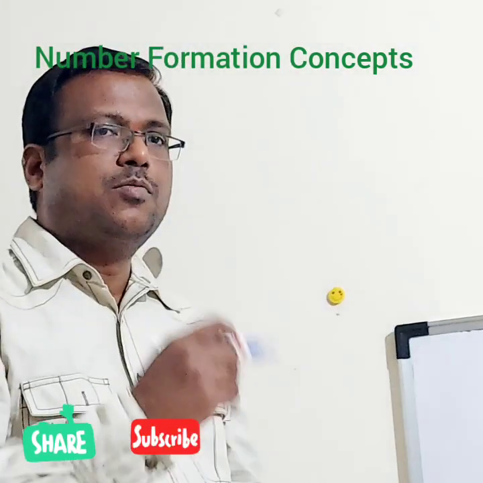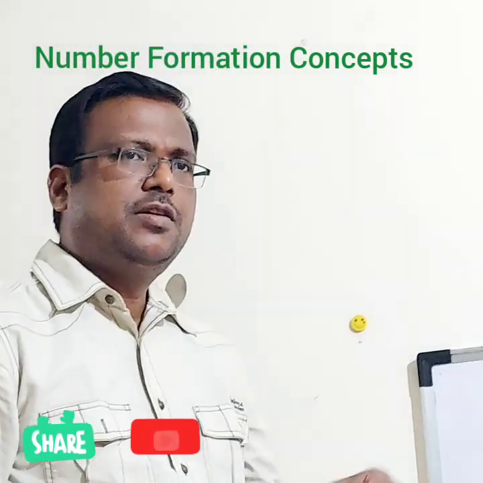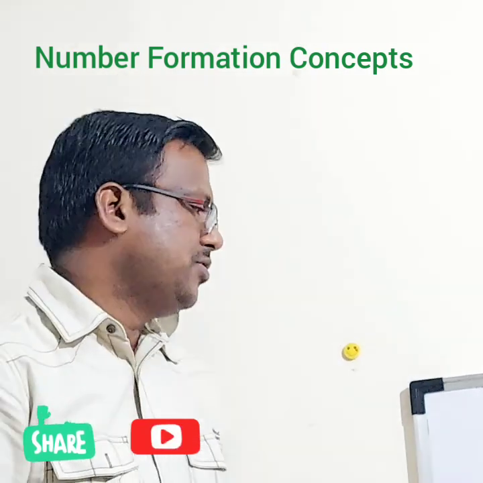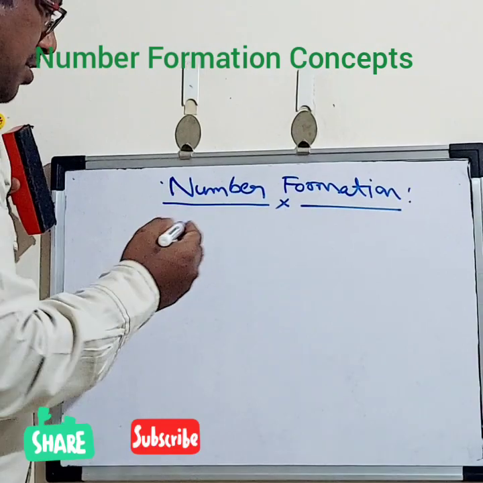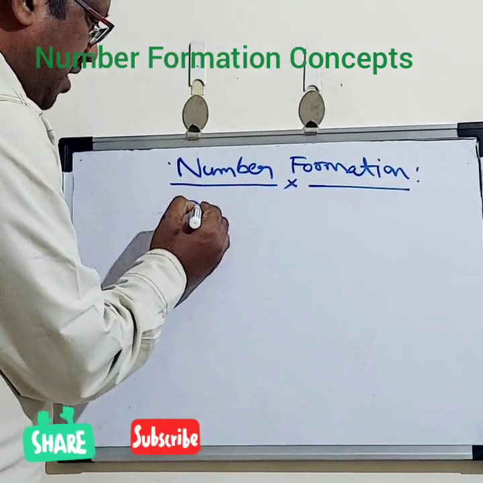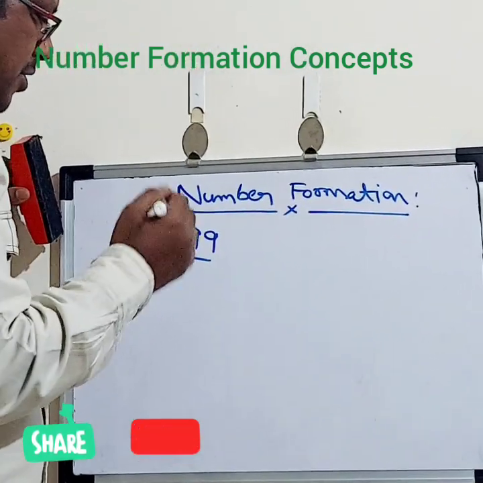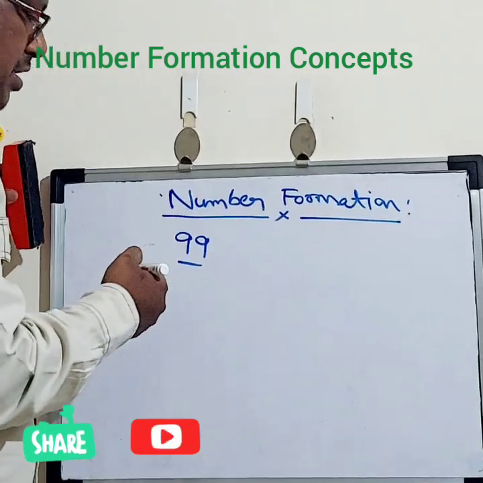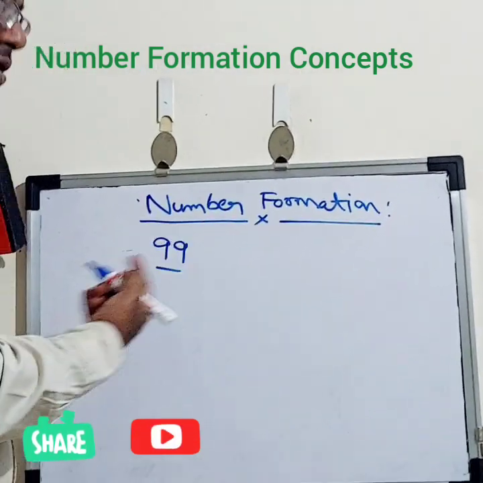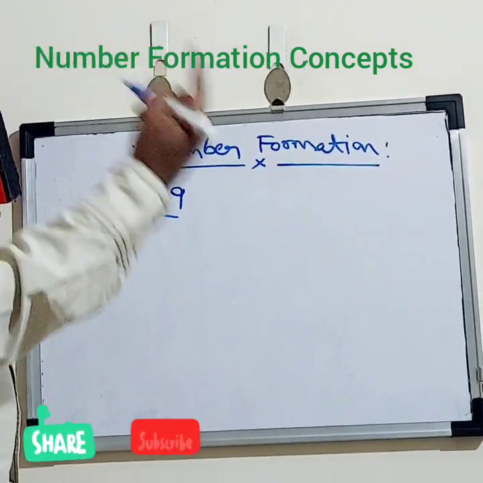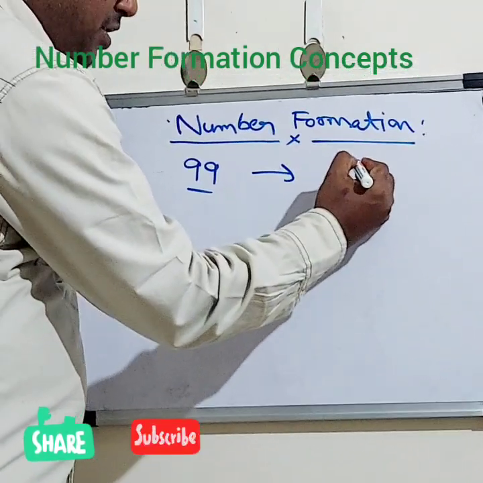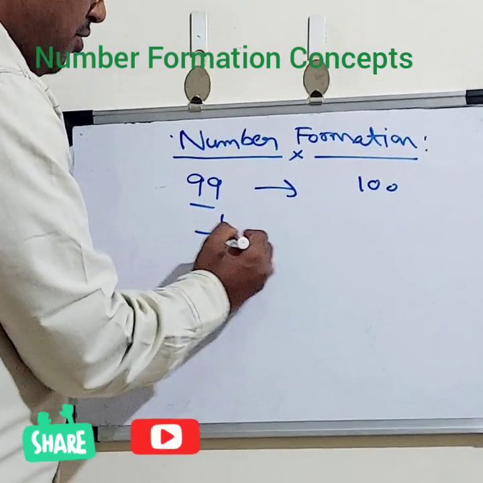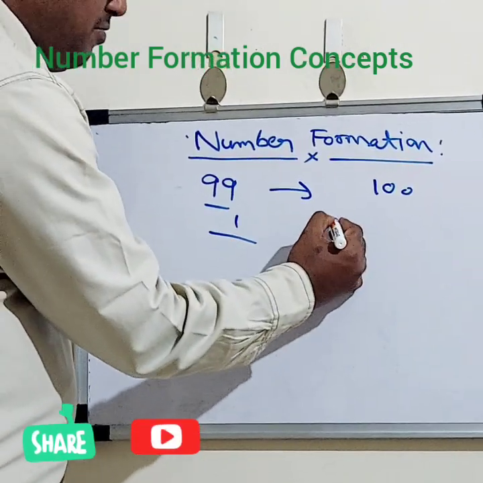We will discuss some more problems which are very easy, but in the exam they may cause confusion. What is the smallest? The given number is 99. What is the smallest digit that can be added to 99 to get the smallest 3-digit number? So here, what is the smallest 3-digit number? 100. So just add 1 to 99. So the answer is 1.